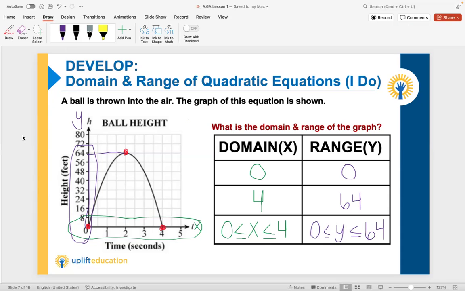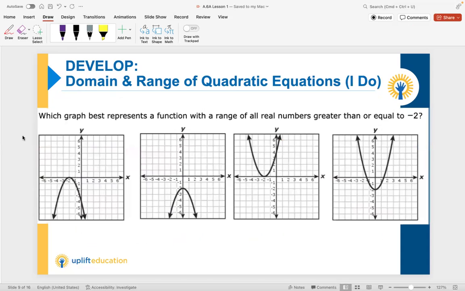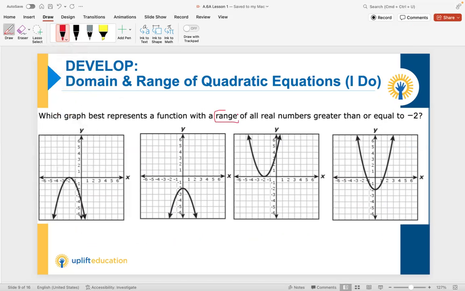Okay? Let's look at another example. This example right here is asking which graph best represents a function with the range. So let's go ahead and box our keyword here. We're going to box the range, and we're talking about the y values. So we're going to talk about the y values of all real numbers greater than, so remember the greater than symbol looks like this, or equal to -2. So that means, and there's that -2 right there.